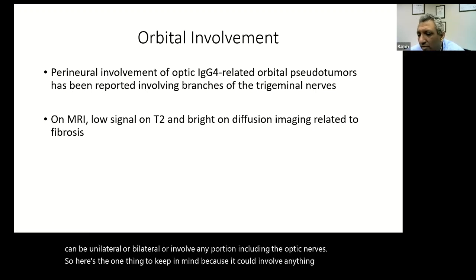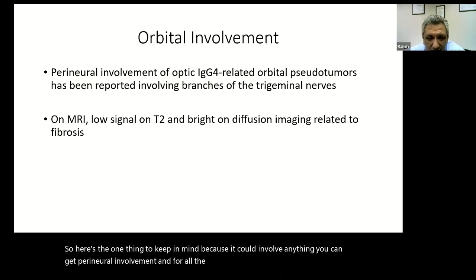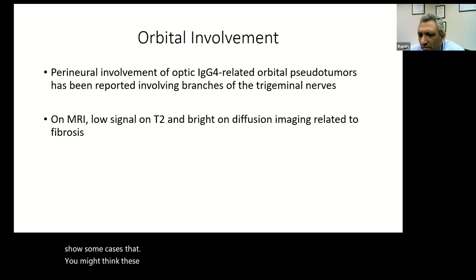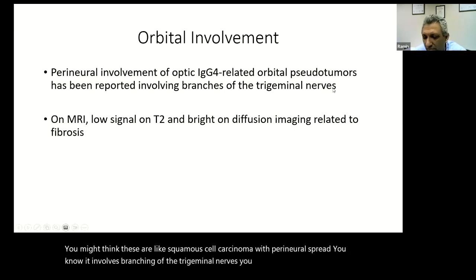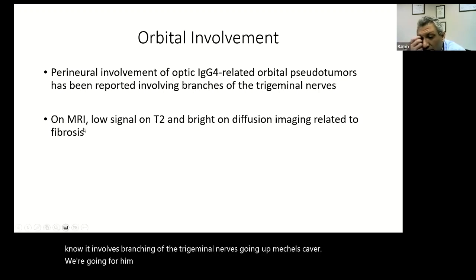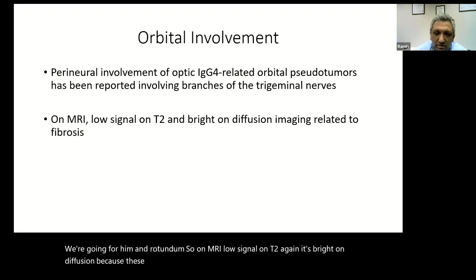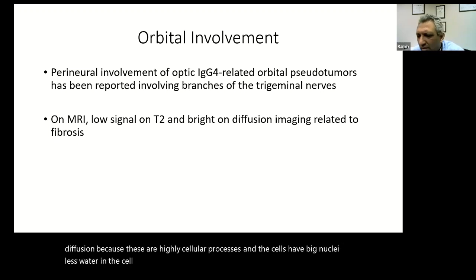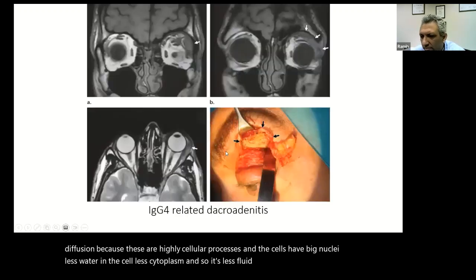So here's the one thing to keep in mind, because it can involve anything. You can get perineural involvement, and for all the world, I'll show you some cases, you might think these are like squamous cell carcinoma with perineural spread. It involves branching of the trigeminal nerves, going up Meckel's cave or going foramen rotundum. So on MRI, low signal on T2 again, and then it's bright on diffusion because these are highly cellular processes and the cells have big nuclei, less water in the cell, less cytoplasm. And so it's less fluid and darker signal on T2.